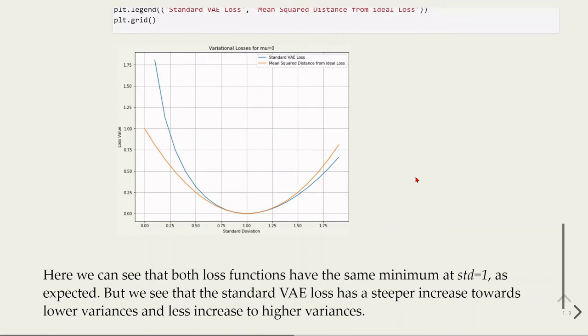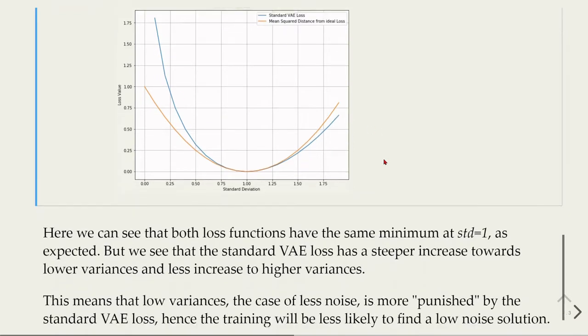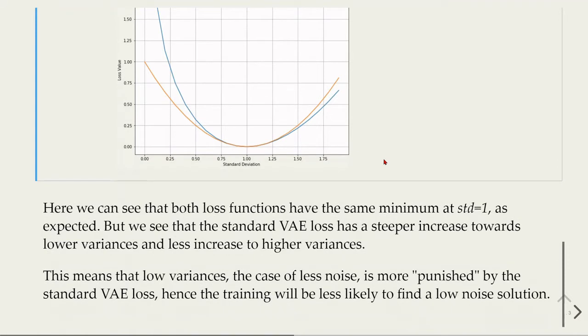Here we can see that both loss functions have the same minimum at sigma equals 1, as expected. But we see that the standard variational autoencoder loss has a steeper increase towards lower variance and less increase towards higher variances. This means that low variance, the case of less noise, is more punished by the standard variational autoencoder loss, hence the training will be less likely to find a low noise solution.